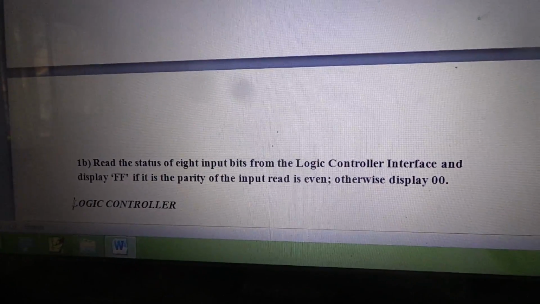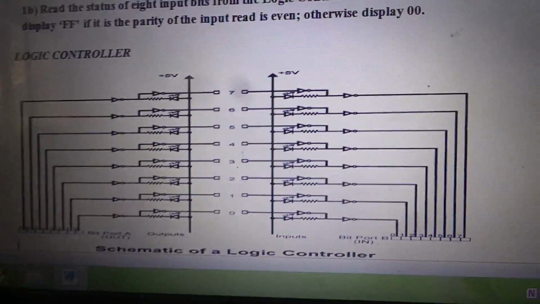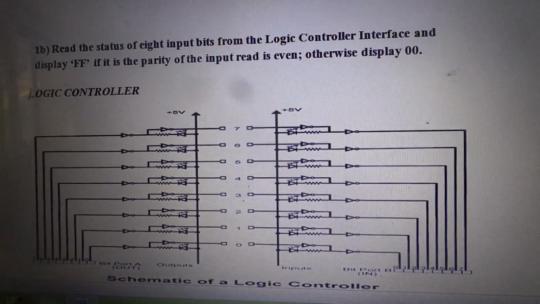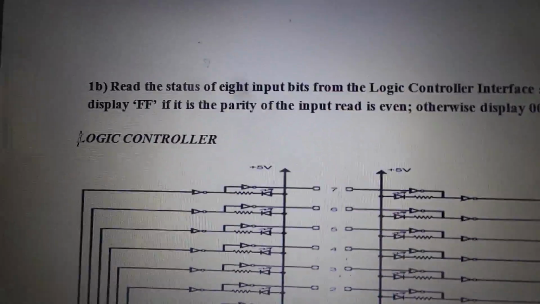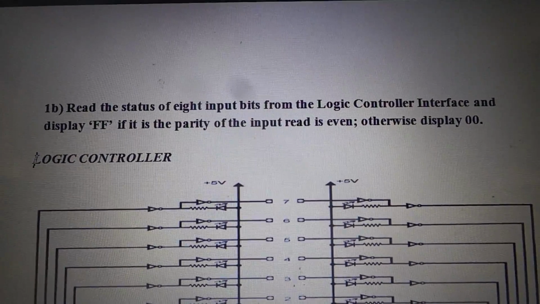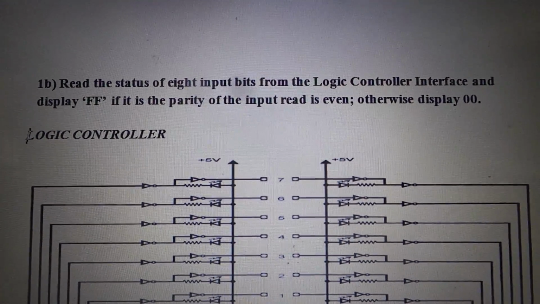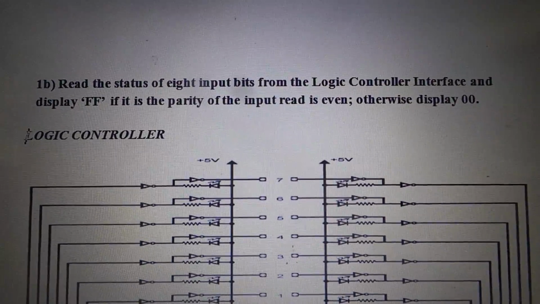The aim of the second experiment is to read the status of 8 bits from the logic controller interface and to display FF if the parity is even, else 00 if the parity is odd.